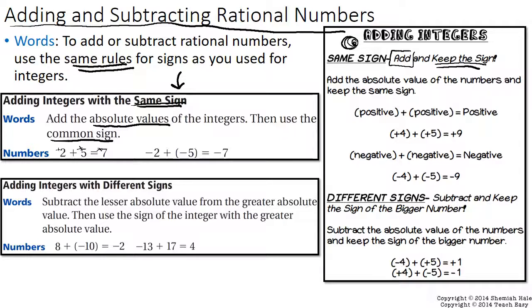Then, if we are adding with different signs, what that means is we're going to have a positive plus a negative or a negative plus a positive. What we're going to do is treat it like normal subtraction. We're going to subtract the smaller number from the bigger number, and then we're going to keep the sign of the bigger number. So if the bigger number was positive, that means our answer is going to be positive, and if the bigger number was negative, that means our answer is going to be negative. So we're going to subtract the absolute value of the numbers and keep the sign of the bigger number.